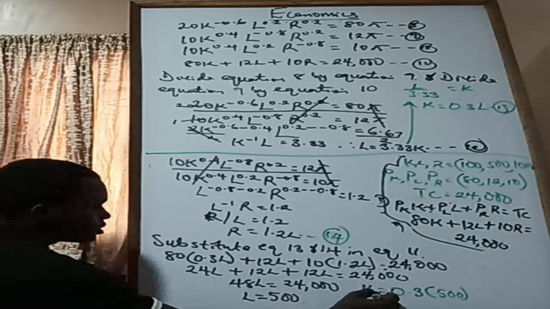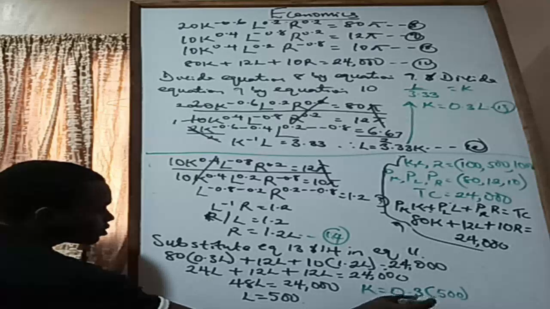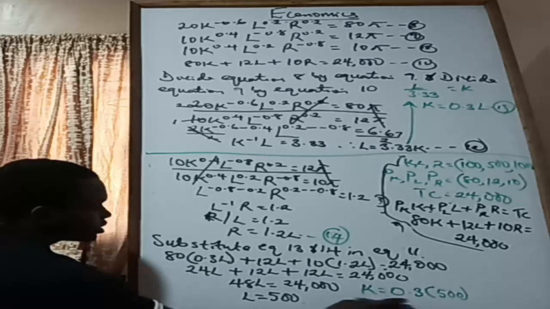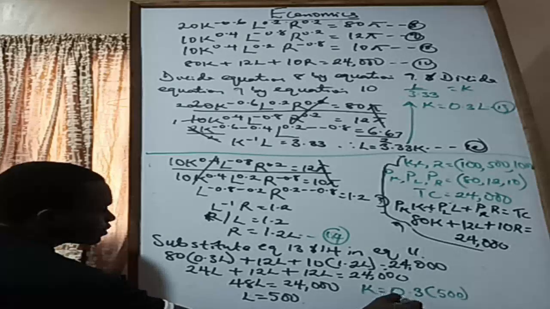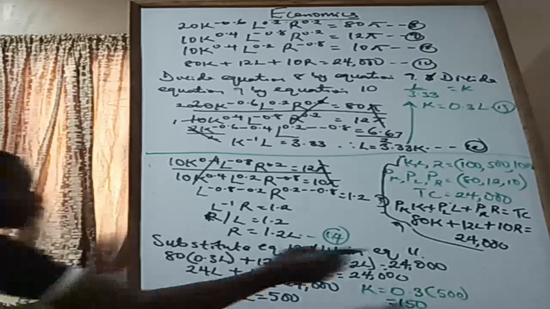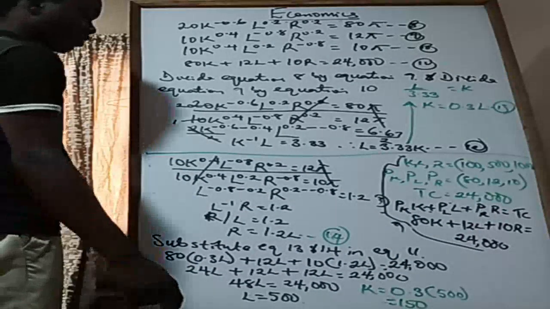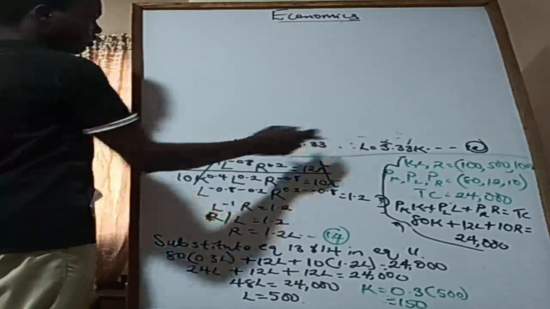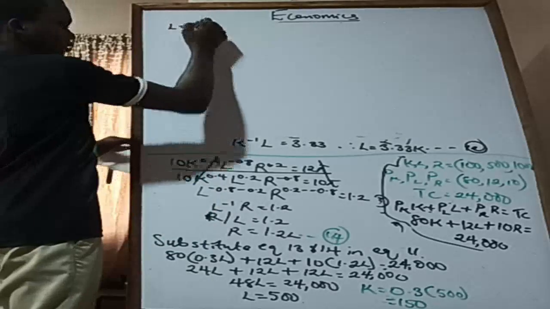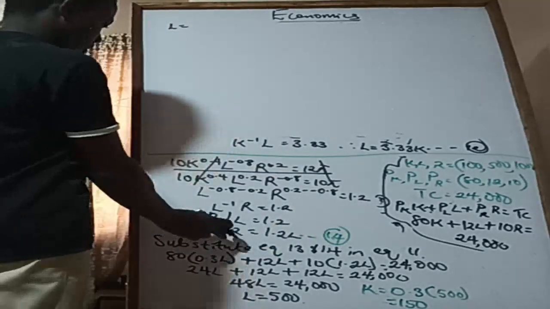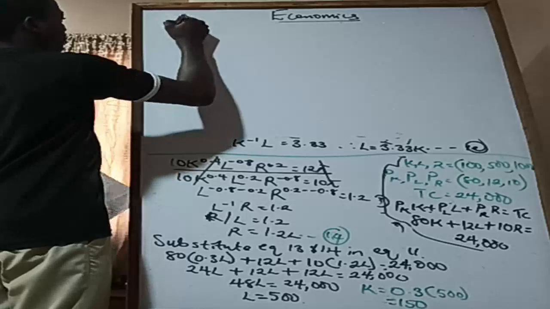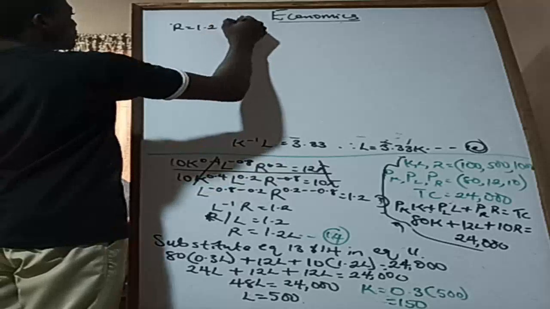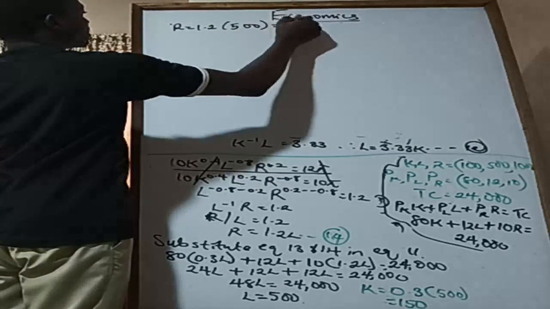This is 3 over 10 times 500. 10 into 500 is 50. Okay, yeah, so this is 150. So K is 150. So you should be using 150 units of capital. But here he's using only 100 units of capital. Okay, so that's already giving us an idea. Yeah, so for the last one, we found L, so we are looking for R. R equals 1.2L, and L gave us 500. When you multiply this out, you have 600.